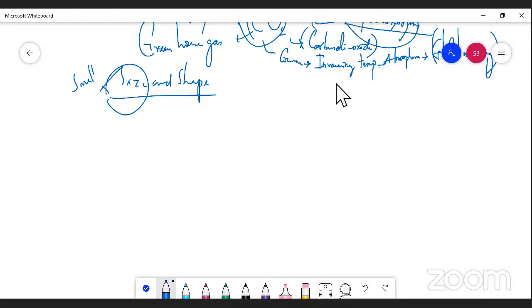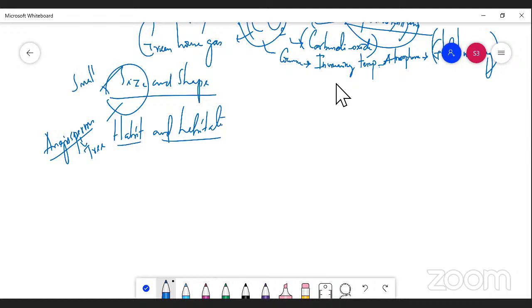But the gigantic angiosperm plants, their shape also is not uniform. It differs from species to species. That's what we say: there is a great wonder and mystery of the plant kingdom. Size and shape also come with different habits and habitats. So habit and habitat are also not similar in all species. That is also different from species to species.